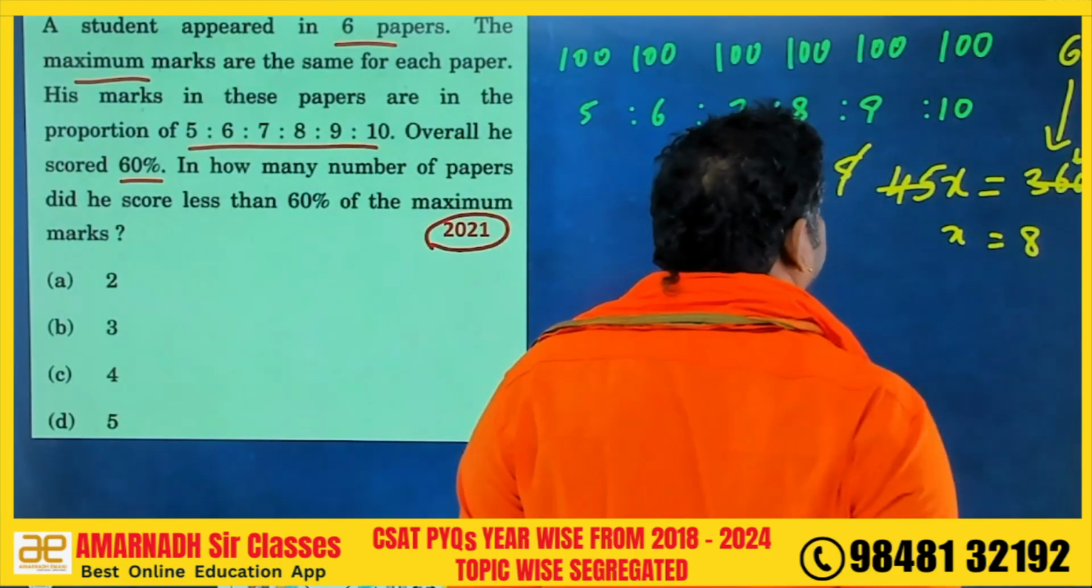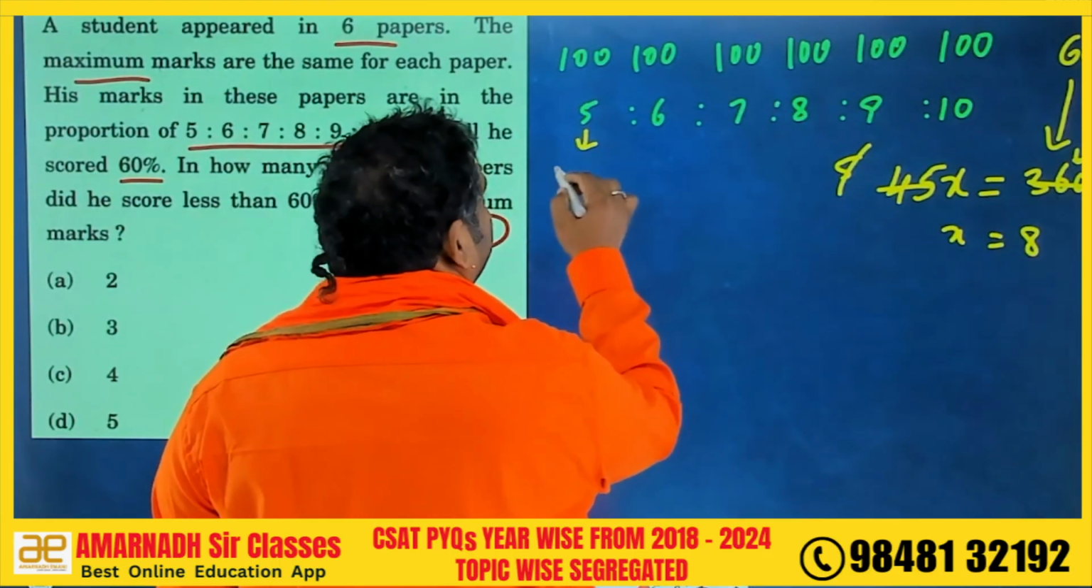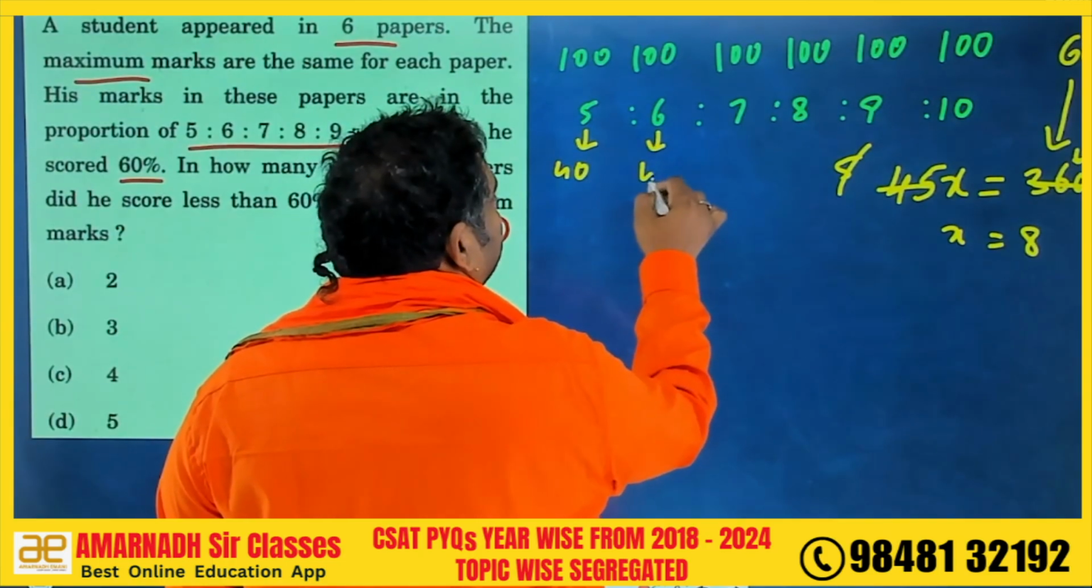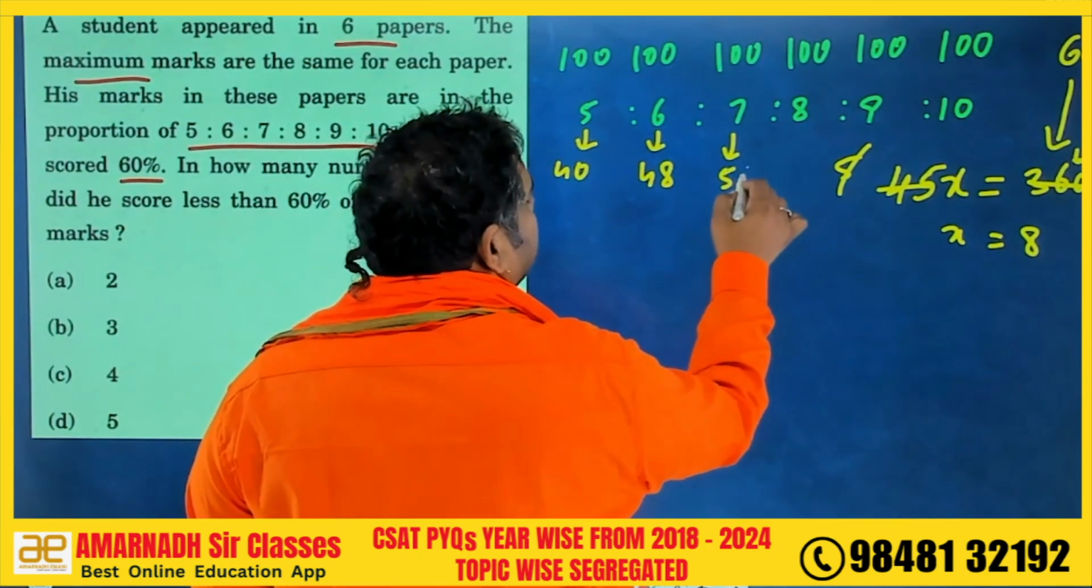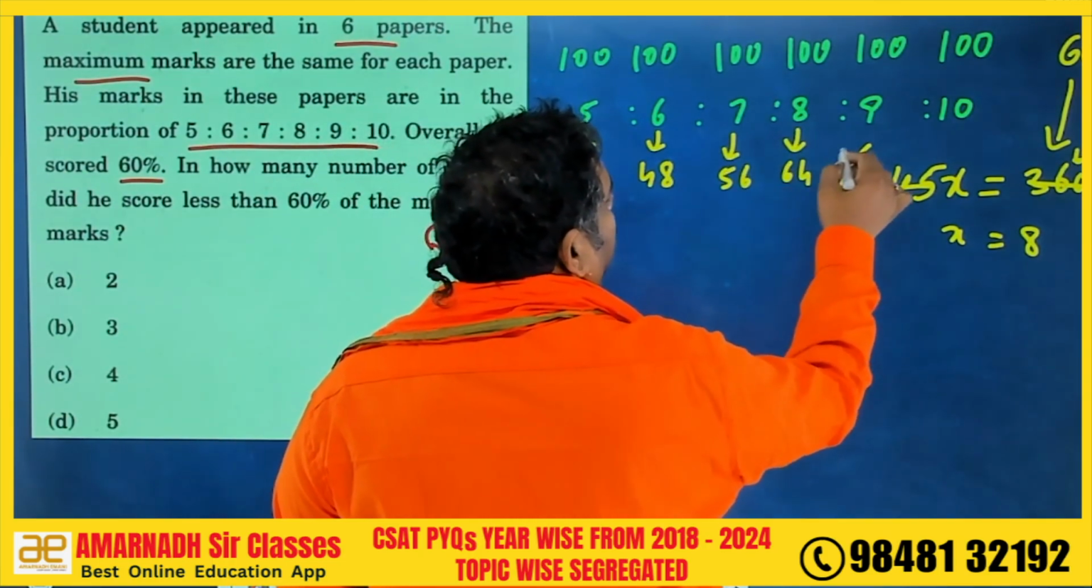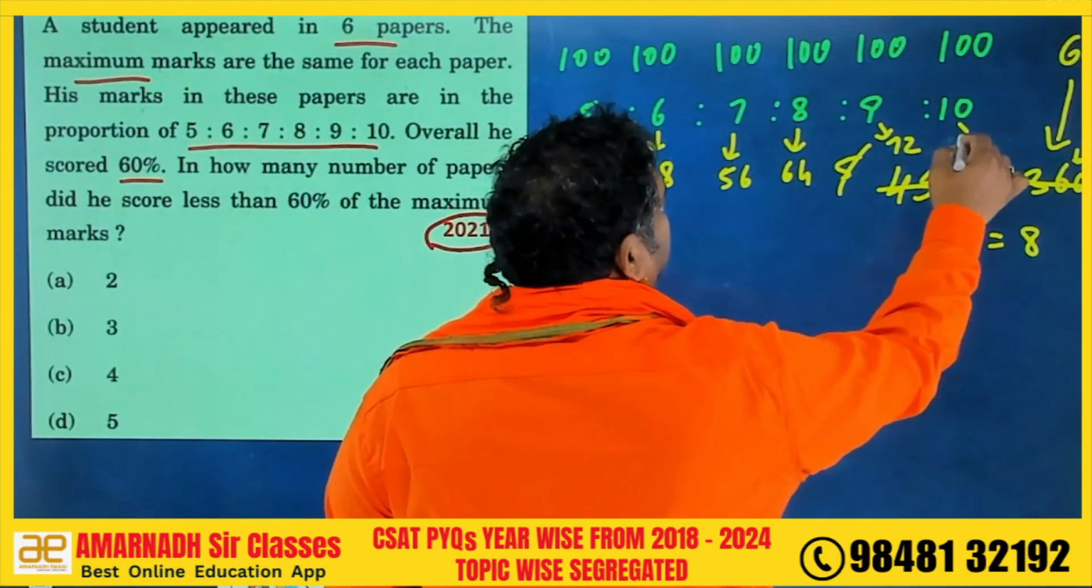8. If x is equal to 8, he got 5 8s are 40 marks here, 6 8s are 48, 7 8s are 56, 8 8s are 64, 9 8s are 72, 10 8s are 80.